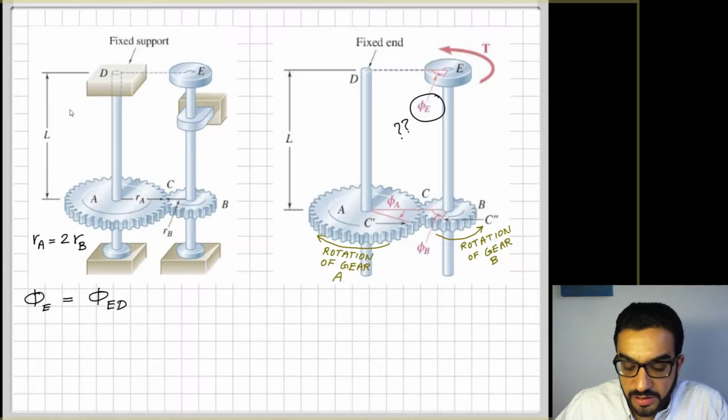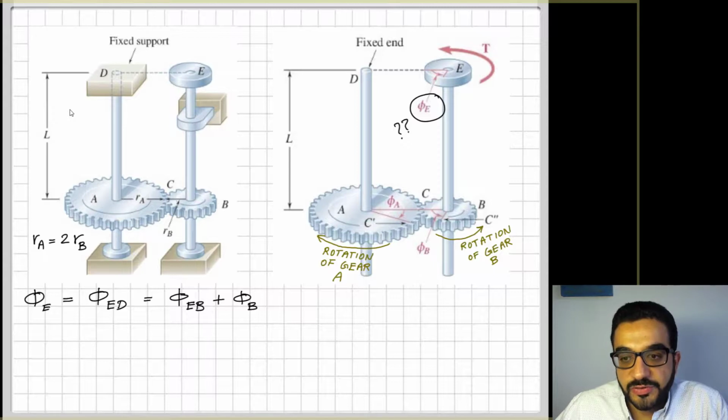Now phi ED is equal to phi EB, so that shaft EB is twisting, is deforming already because there's some internal torque in it. And besides that, point B is not fixed. So this gear B is not fixed. It's actually dependent on and supported by gear A. And gear A already rotates because the other parts of this transmission system deform. So I cannot say phi E is equal to phi EB plus 0. So phi B has a value. It's not a fixation there.